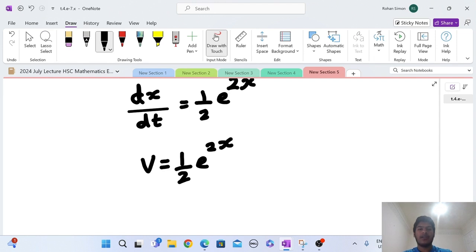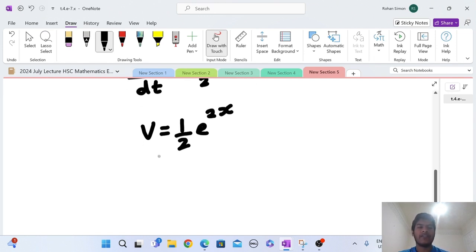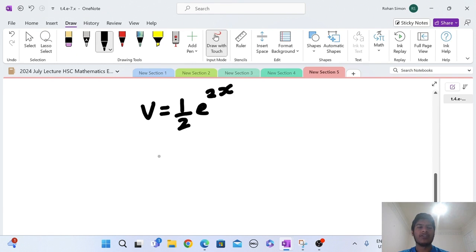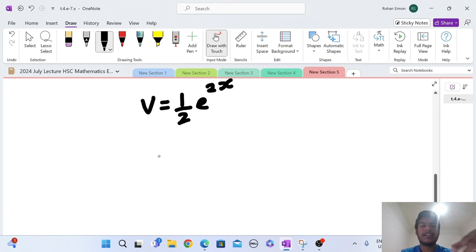Okay, now we're at an interesting point. We have a velocity and position relationship, so we're probably not going to have to differentiate with respect to time again, because we have no t expressions. We could potentially try and use v dv dx, but in this case, what I'm going to do is square it. v squared is 1/4 e to the power of 4x.